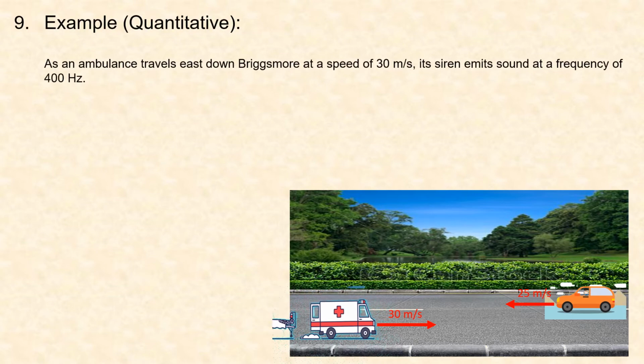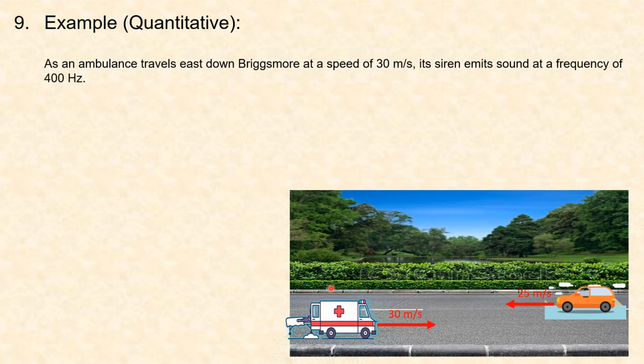All right, so let's take a look at this first of 4 sample problems. In this problem, we're told that as an ambulance travels east down Briggsmore at a speed of 30 meters per second, its siren emits sound at a frequency of 400 hertz.